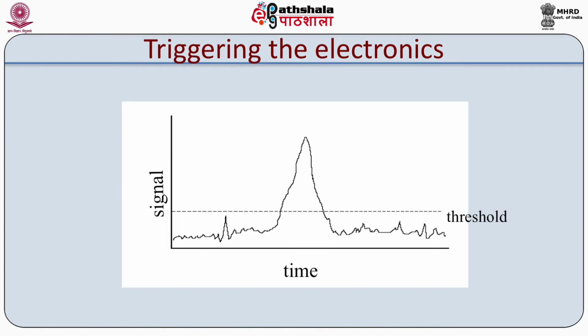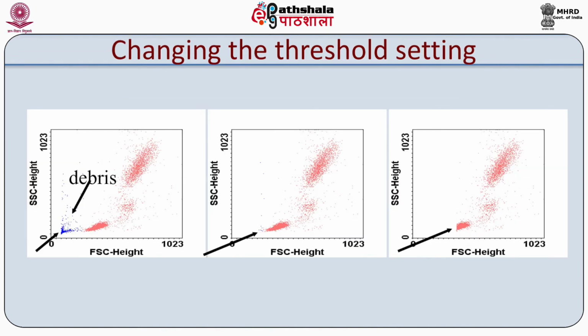So, shown here is a representation of setting the threshold, how the signals below the threshold, which are considered noise, are removed, and only the signals which are above the threshold are taken as positive signals. And how, by changing the threshold setting, the debris from the cell population can be removed is depicted here.